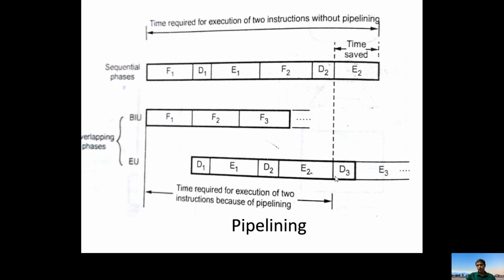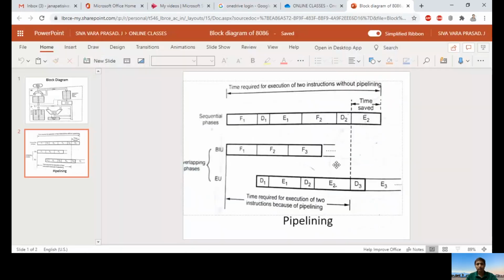Now let us see this example in the second part. This is the time for executing 2 instructions in 8086, whereas this is the time for executing 2 instructions without pipelining. Because of the pipelining mechanism, for every 2 instructions this much time is saved. That's why pipelining is very, very essential and important. With this, we can save execution time. This is about the block diagram and the introduction to the pipelining mechanism of 8086.